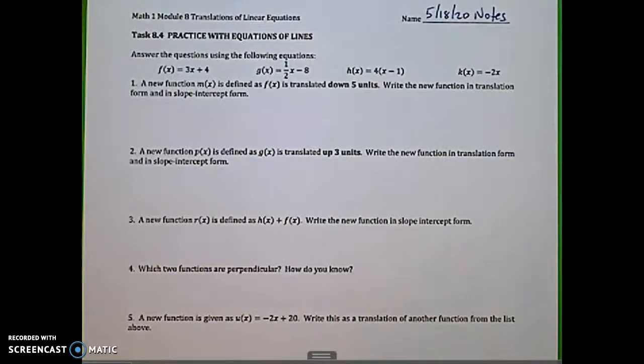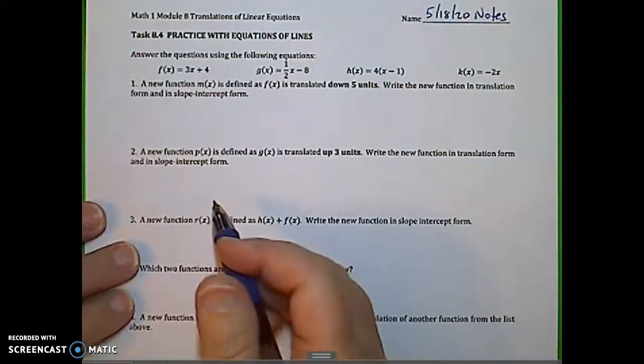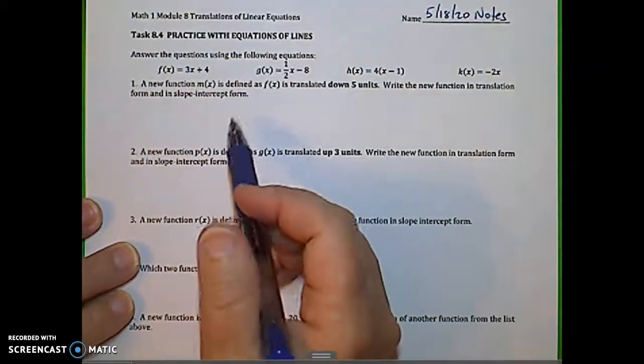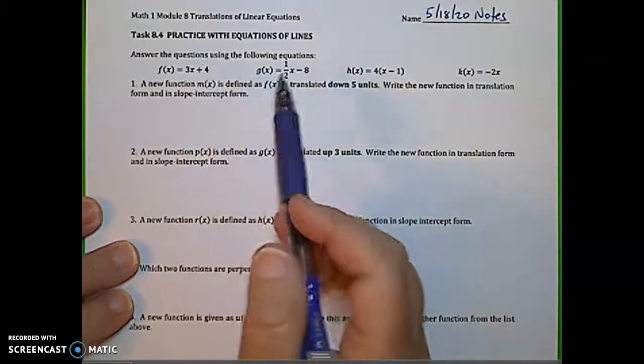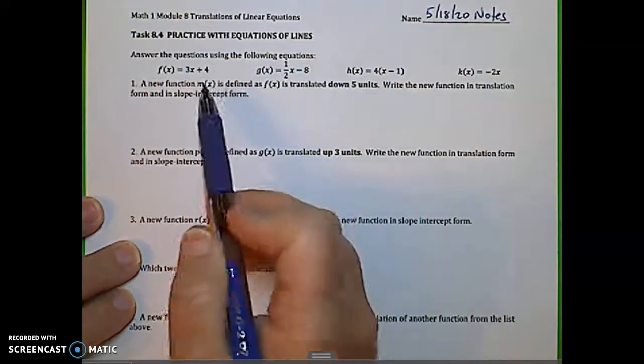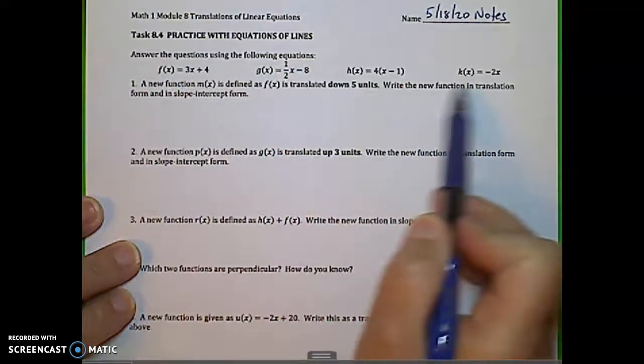Today we're going to continue our work with the equations and translations of equations of lines. So I have a couple of pages of notes for that. To show you an example, it would be a little bit like your homework. So we have several functions here.